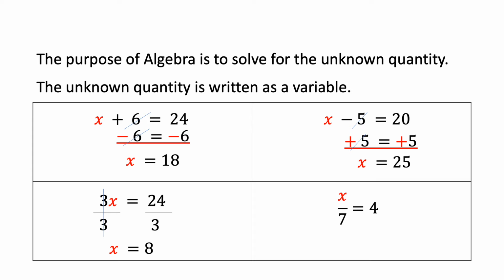On the last example, x is being divided by 7. The coefficient of 7 can be multiplied by 7 on both sides. Since x is being divided by 7, we multiply by 7. We use the opposite or inverse operation. Again, these 7's cancel out, so x equals 28.